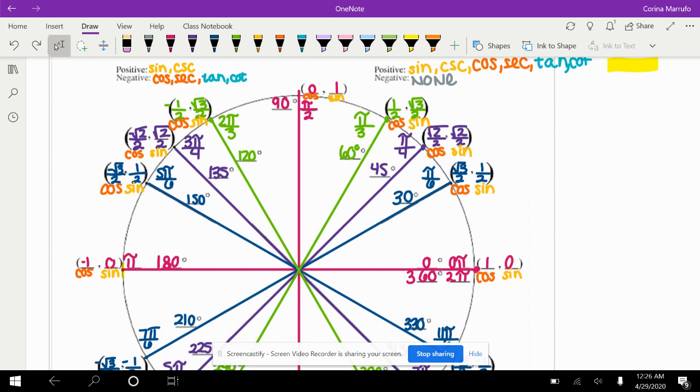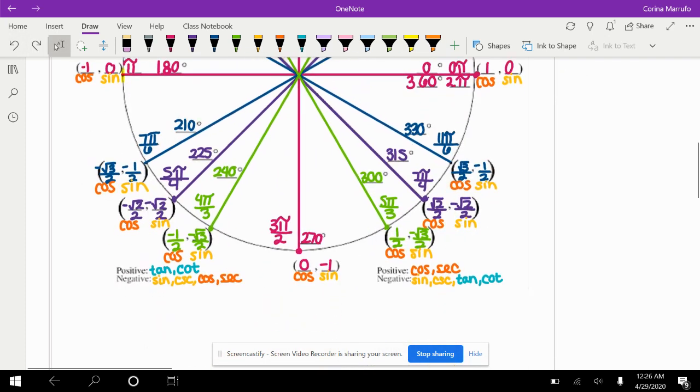Okay. Another thing that we know that's on this unit circle is in our first quadrant, our positive functions are all of them: sine, cosecant, cosine, secant, tangent, cotangent. All of them are positive in the first quadrant. In the second quadrant, only sine and its reciprocal cosecant are positive. The rest of our trig functions will be negative. We go into the third quadrant, only tangent and cotangent are positive. The rest of them are negative. And then in the fourth quadrant, only cosine and secant are positive, and the rest of our trig functions are negative, okay?